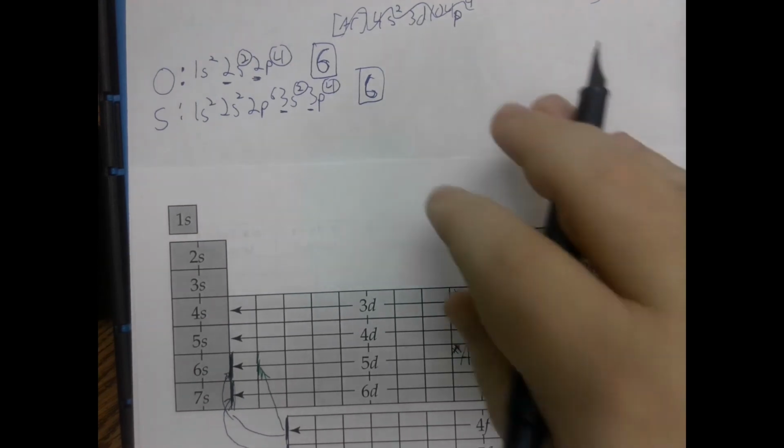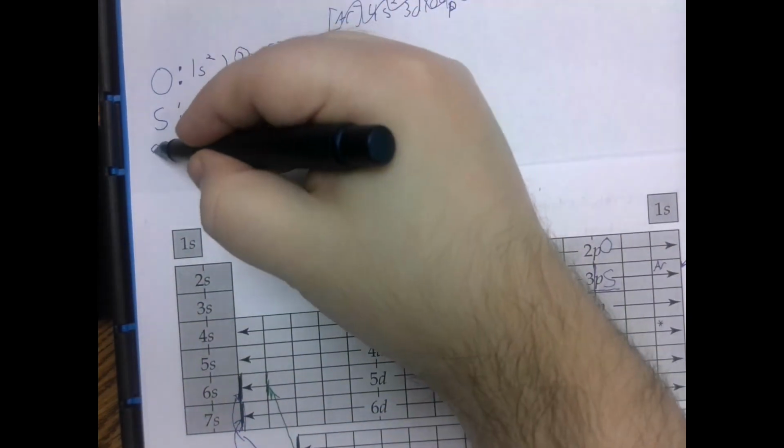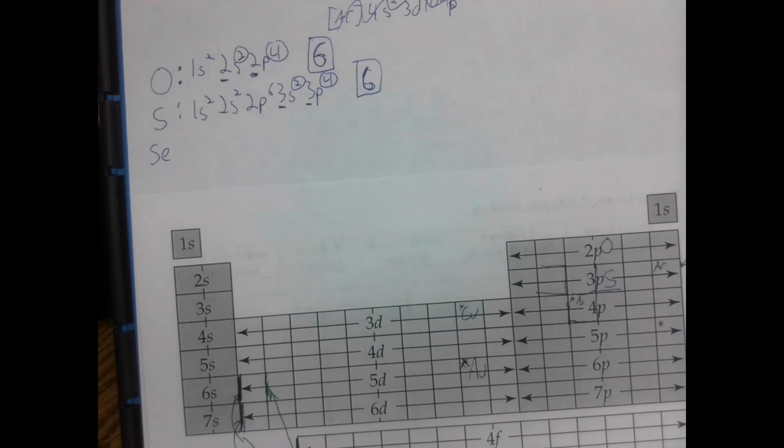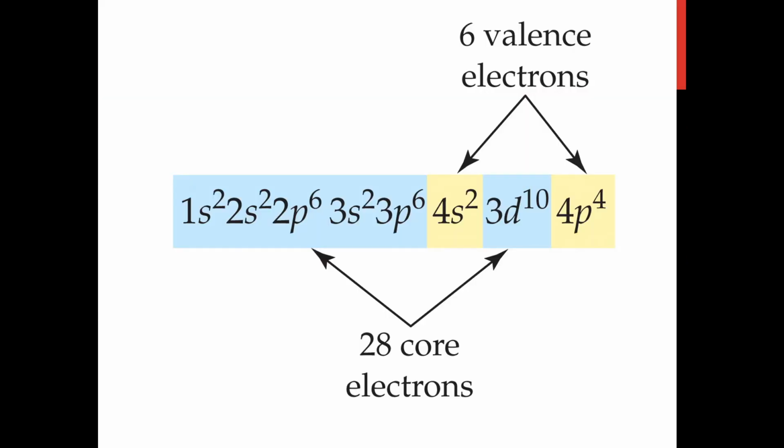Let's do the one below it, selenium. You've already done that. Let's look back at it. Selenium: 1s2, 2s2, 2p6, 3s2, 3p6, 4s2, 3d10, 4p4. It has 6 valence electrons.